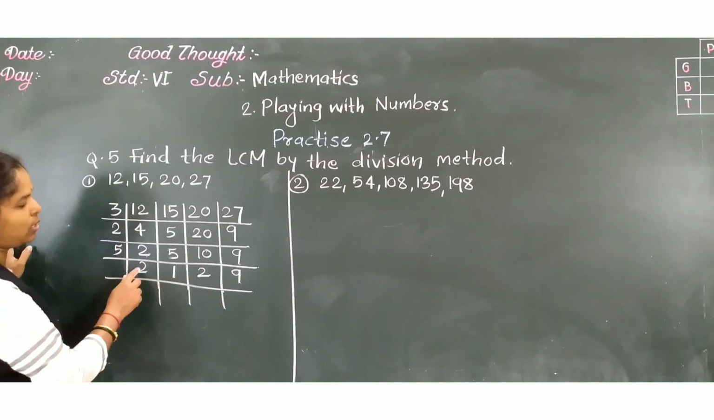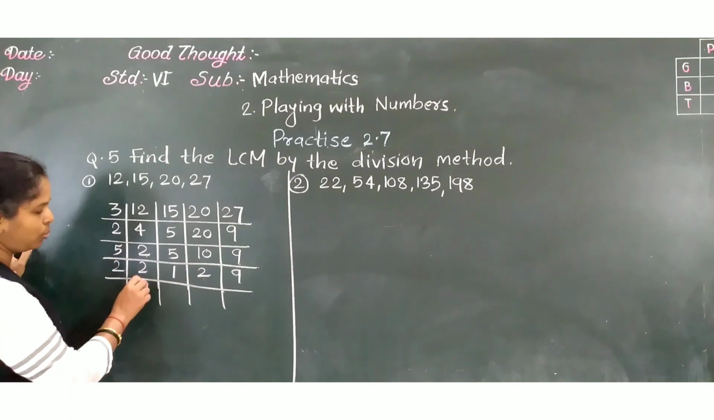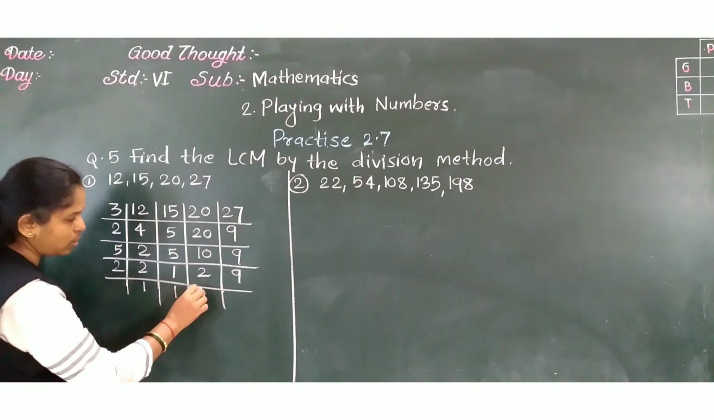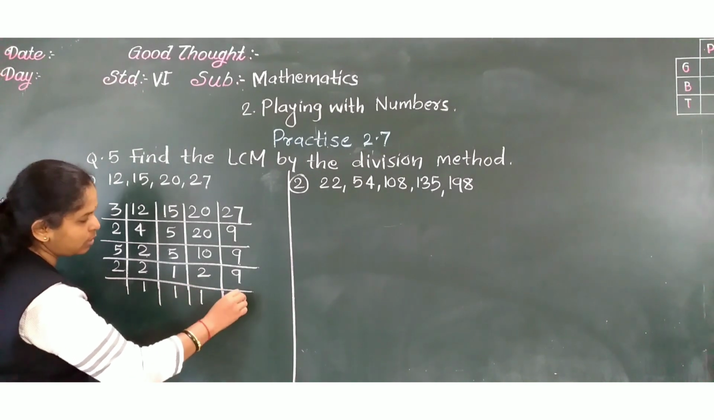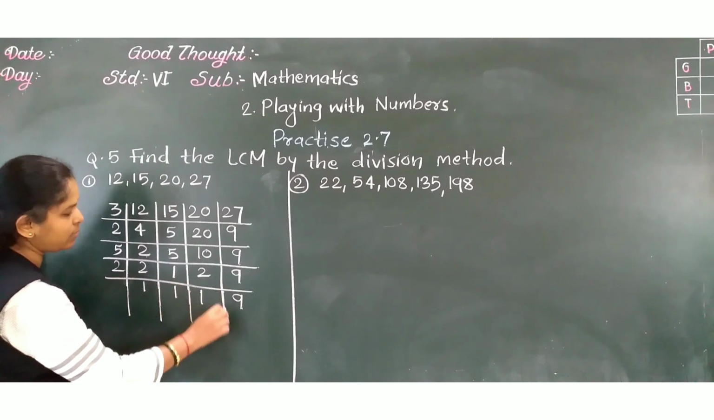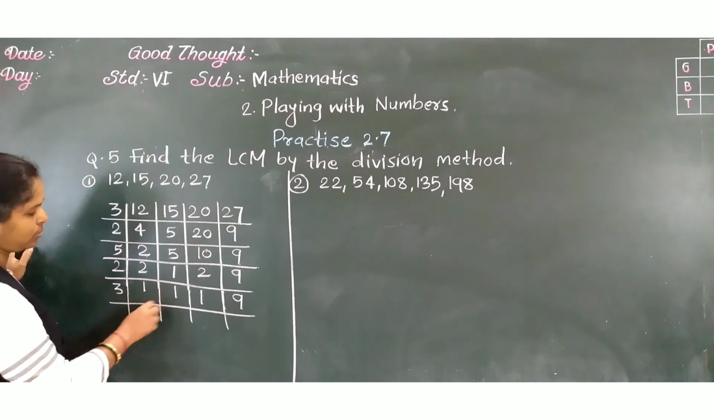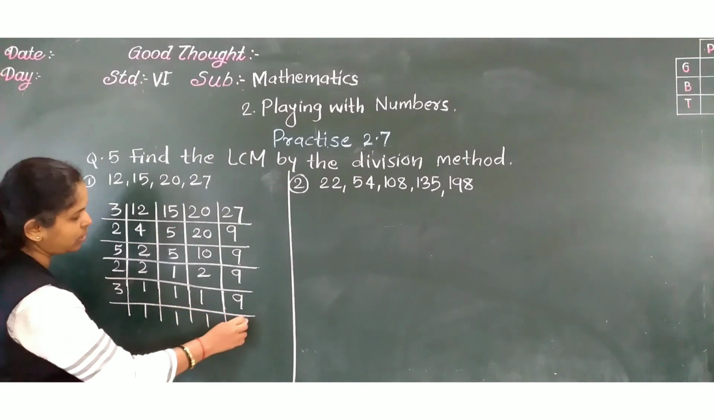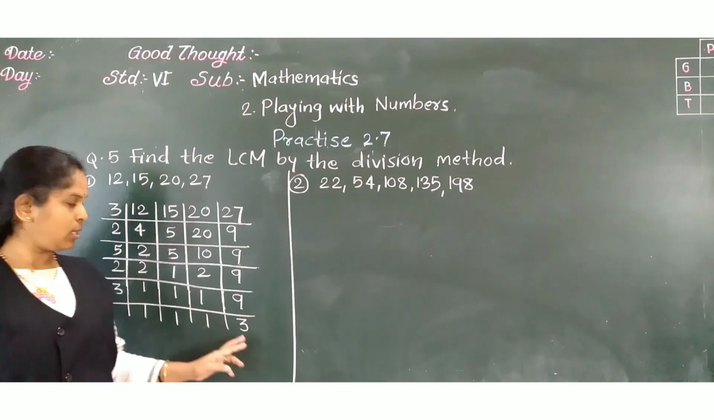Now, see here, 2 is here also, so divide by 2. 2 1s are 2, 1s are 1 and 9. Now 9 is divisible by 3. 3 3s are 9. See, all are prime numbers now.